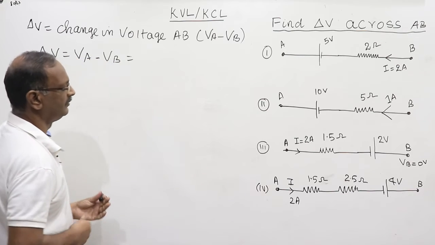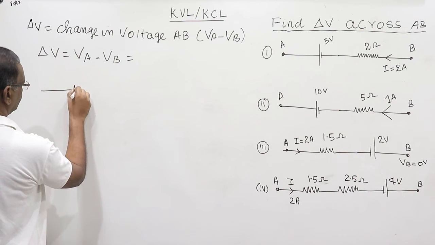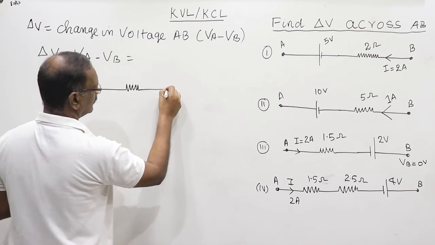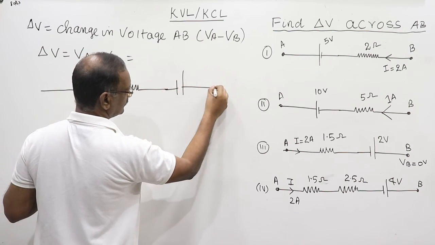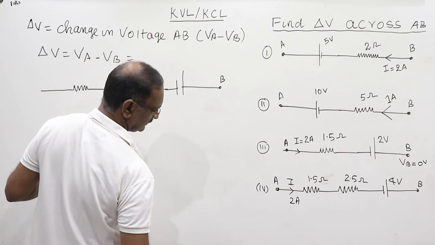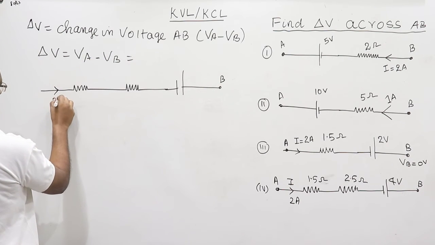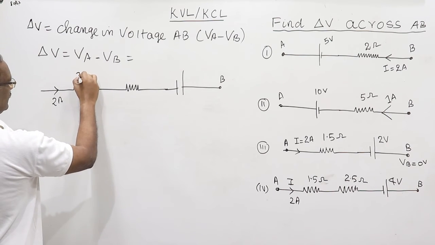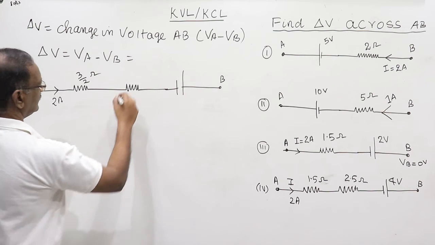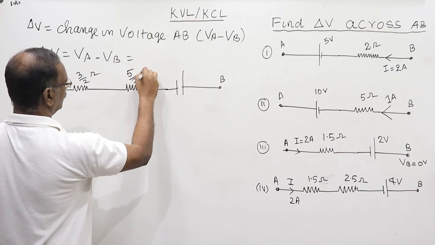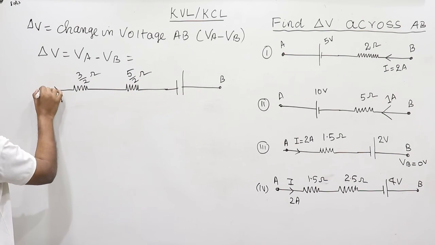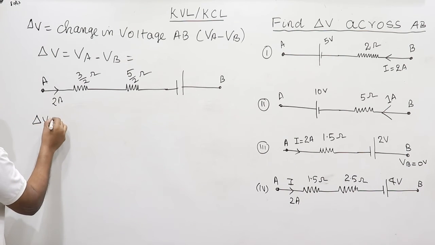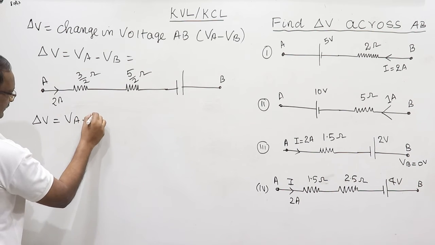Fourth problem. In the fourth problem, the circuit is given like this. The current flowing is 2 ampere. It means the same 2 ampere current will flow through this series resistor. This is 1.5 ohm, this is 2.5 ohm, and this is point A and this is point B. We have to find out delta V is equal to VA minus VB.